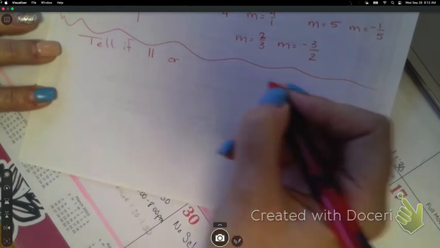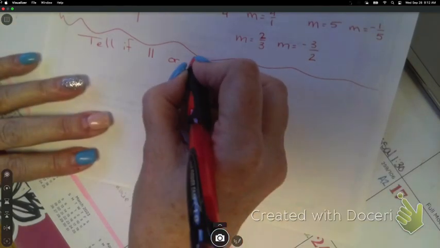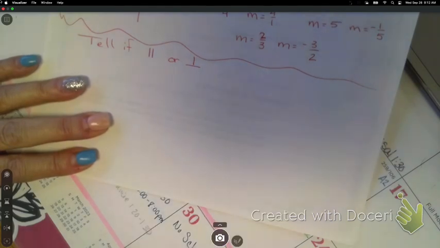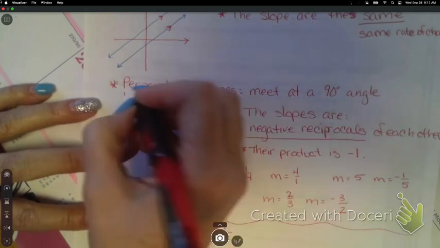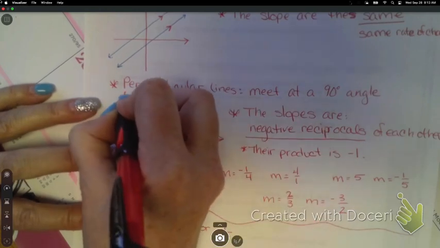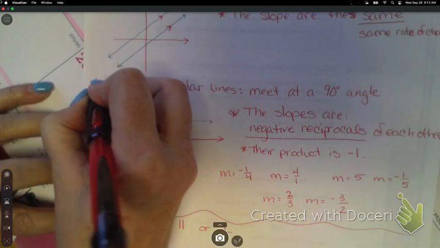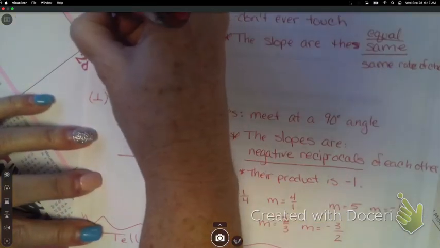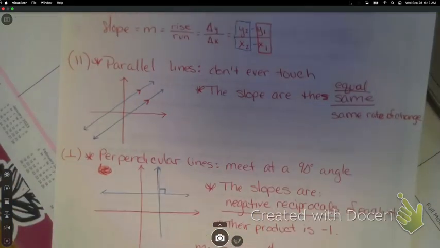Or, does anybody remember the perpendicular sign from last year? No, sir. Upside down T. So put this sign by your perpendicular so you remember it. And this sign by parallel so you remember it.